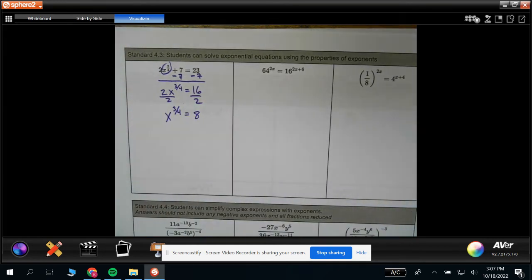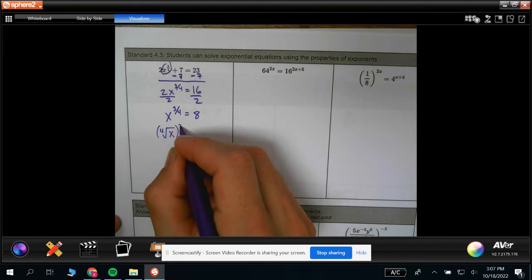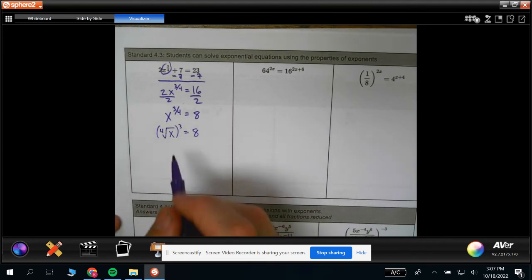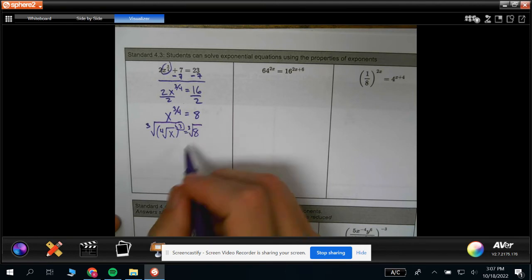X to the 3/4 power equals 8. Well, what does this mean? This means the 4th root of x cubed equals 8. How do I undo this? One step at a time. First step, let's undo the cube. How do I undo the cube? Take a cube root of both sides.